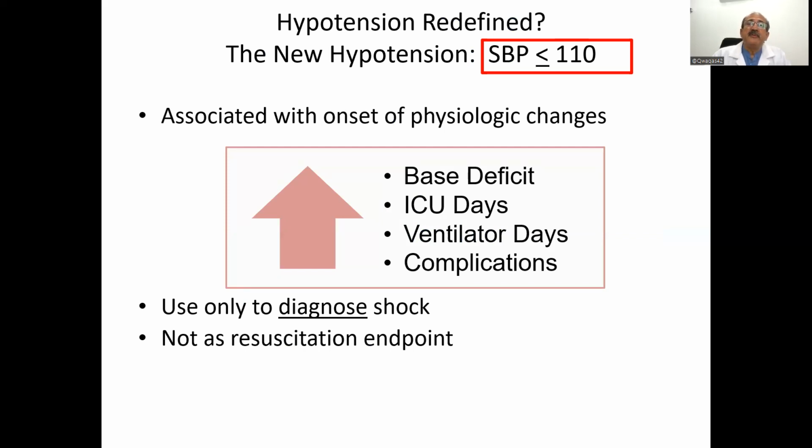So we have redefined the level of hypotension. The new hypotension level is less than 110 millimeters of mercury of systolic blood pressure, associated with the onset of physiological changes. What happens? There is an increased base deficit. It increases the ICU stay, ventilator days, and complications. So it is used only to diagnose shock, not as a resuscitation endpoint.